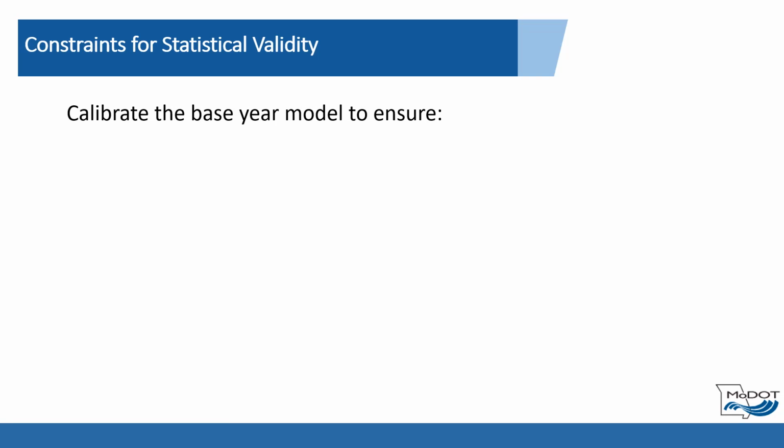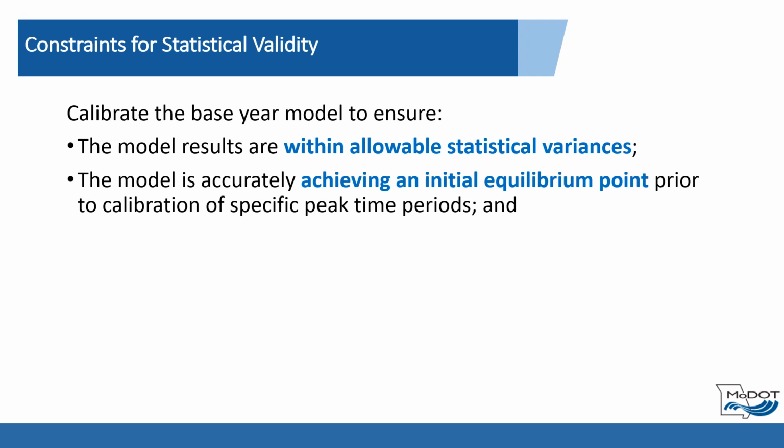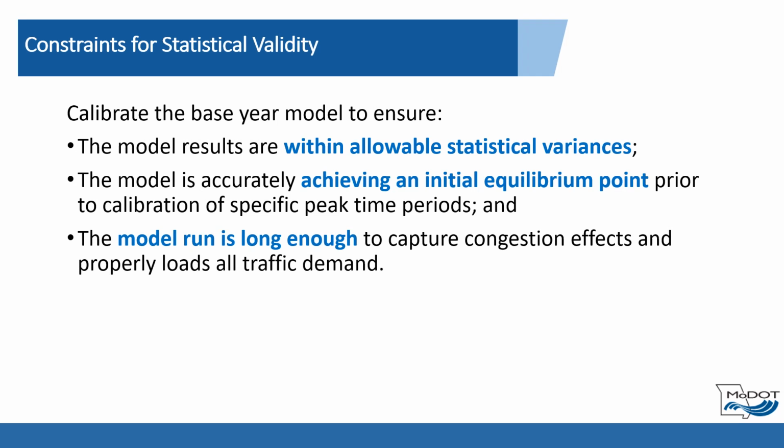Prior to fully calibrating a base year model, several other decisions need to be made to ensure three things: that the model results are within allowable statistical variances, that the model is achieving equilibrium prior to calibrating specific peak time periods, and that the model run is long enough to capture congestion effects and properly loads all traffic demand.